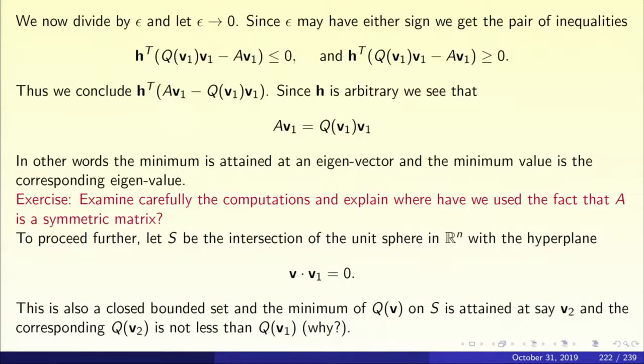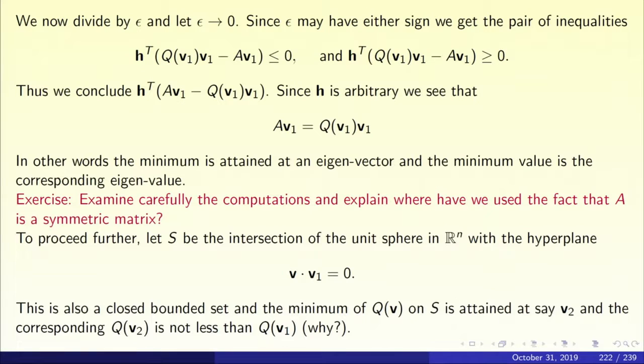Look at the restriction of a continuous function. Again, it's a continuous function. And so again the minimum on S. So now you minimize this quadratic form on S. This minimum is going to be attained again as before, at V2. And let us call the corresponding value QV2. Now we want to show that QV2 is going to be an eigenvalue and the corresponding eigenvector is V2.